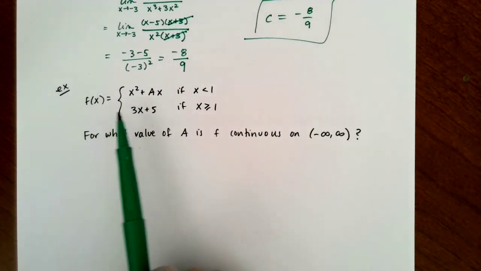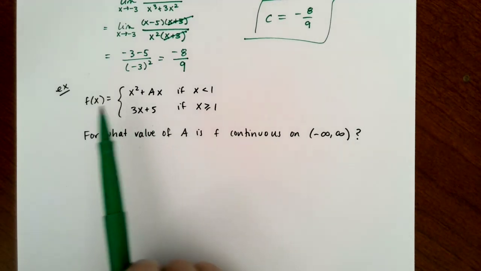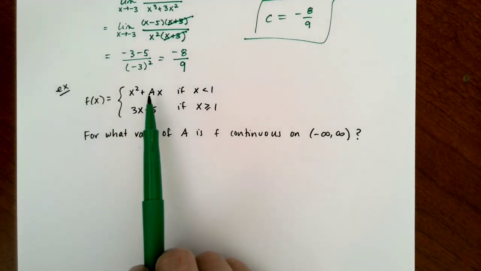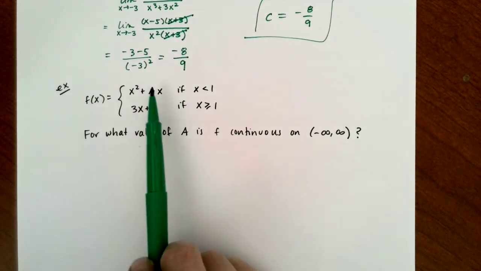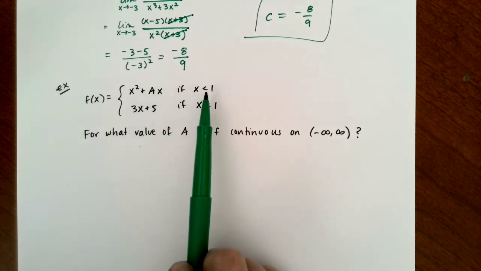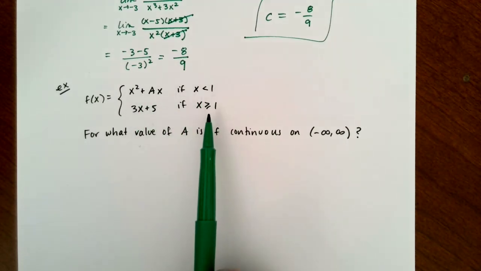So we have a new piecewise defined function. X is the input variable. This A right here is just another unknown constant number, and that's what the question is going to ask about. So we have this formula for X less than 1, and this formula for X greater than or equal to 1.